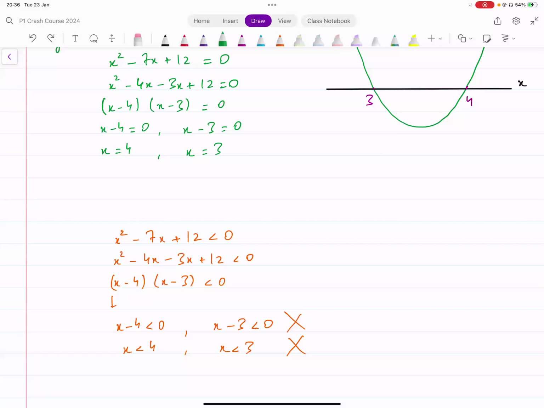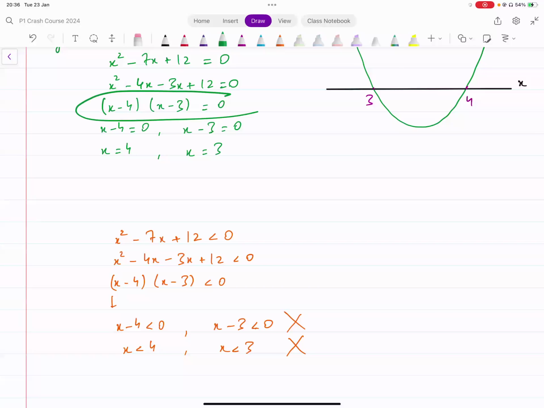Yeah, so one possibility is that you try inputting these values. If x was less than 4, you could try inputting the value of 5, for instance, right? x less than 4, that means one possible value of x would be 5. x less than 3, so 5 satisfies both conditions, right? So we can input 5. 5 minus 4 into 5 minus 3, that's a positive number. It's not less than 0. It doesn't satisfy the inequality. But why is that? Let me quickly give you the logic for this.